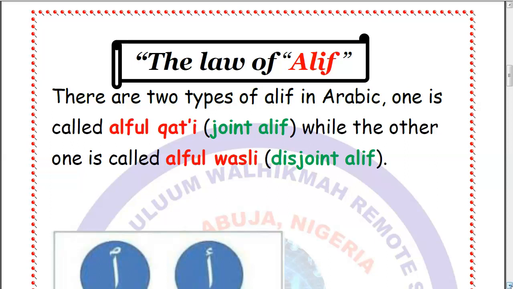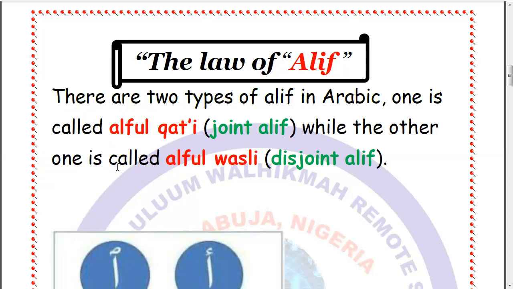So in this part of the lesson, we are going to discuss the law of Alif. There are two types of Alif in Arabic. Number one is called Alif al-Qati. Alif al-Wasli, joint Alif. Sorry, number one is called Alif al-Qati, and number two is Alif al-Wasli. There is a little mistake here. So Alif al-Qati means disjoint Alif, while Alif al-Wasli means joint Alif.